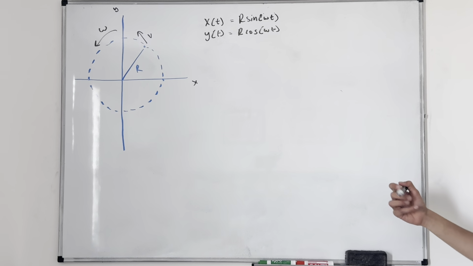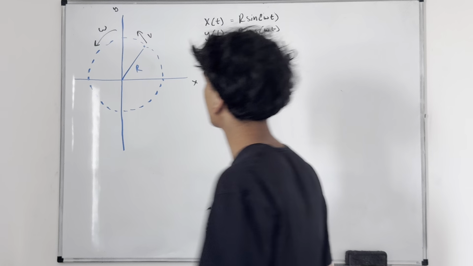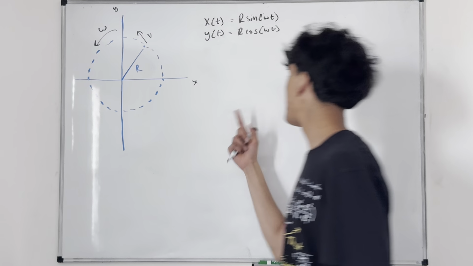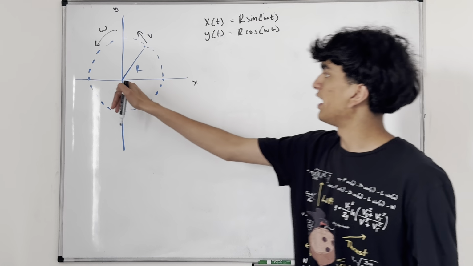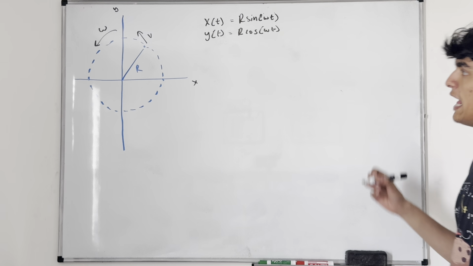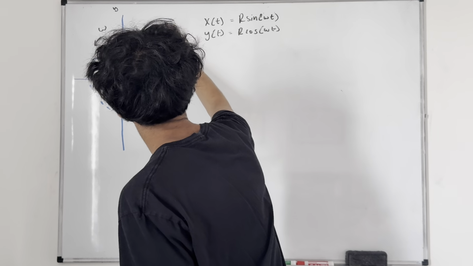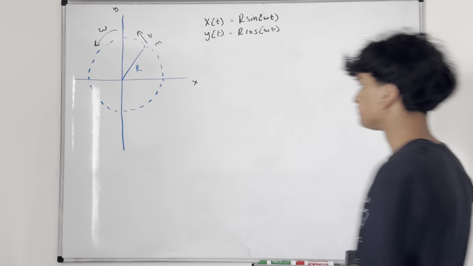Let's say you have an object moving in circular motion, right? This object is moving about an origin, so we could say it's centered around the origin, and it has a mass m and a radius r.